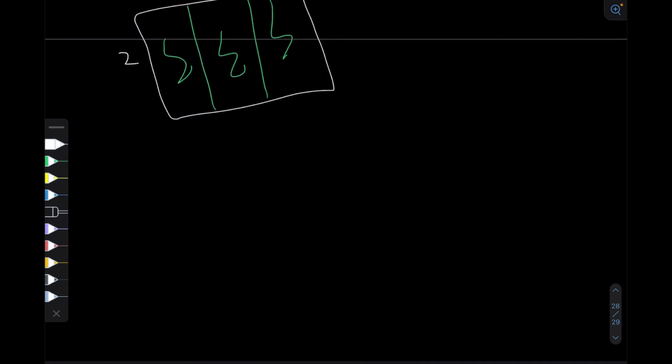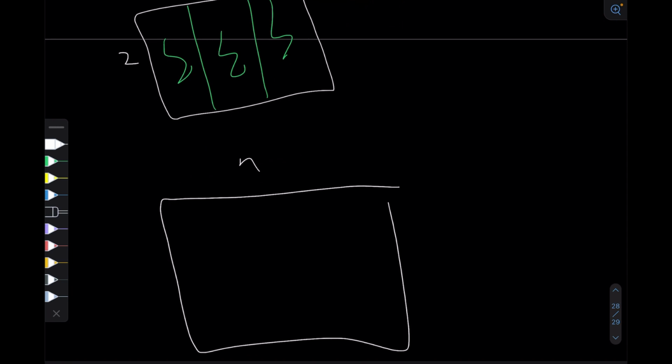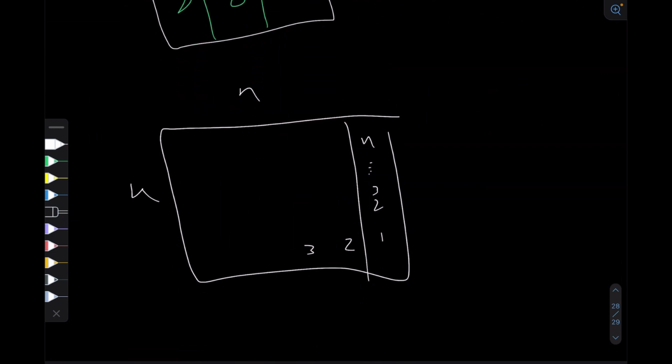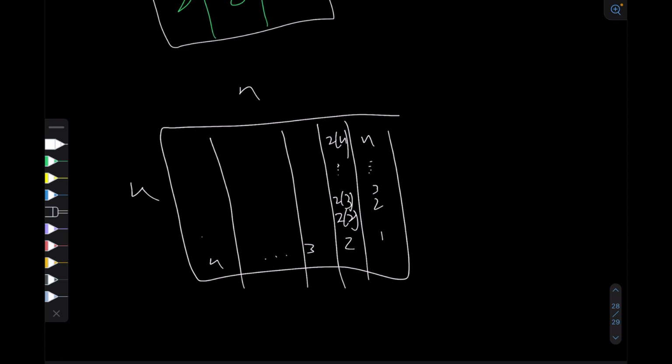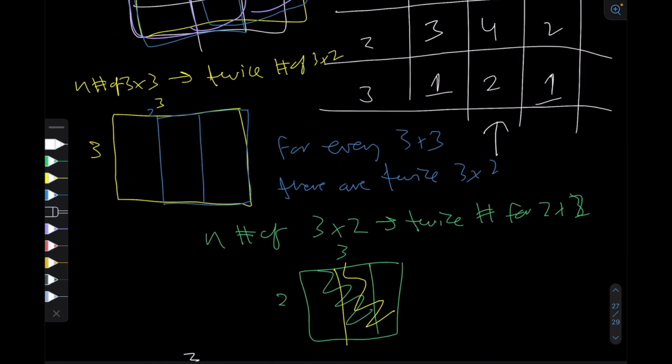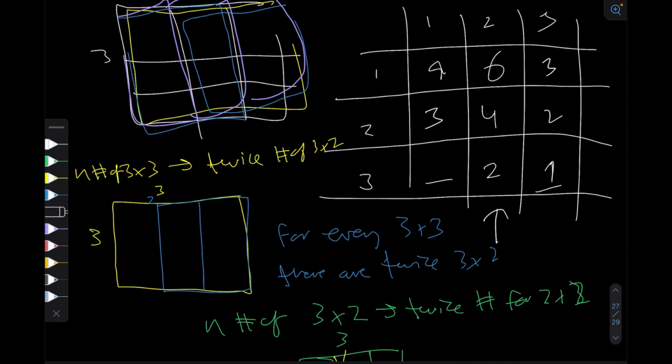And so what we can see is for any n by n, here's your 1 2 3 all the way to n, and then this would be the multiples of 2, that is 2 times 1, 2 times 2, 2 times 3, all the way to 2 times n. This would be the same for 3, and then the same for n, and so on. This should be 3, sorry, and then 3 times 2 is 6, and so on.